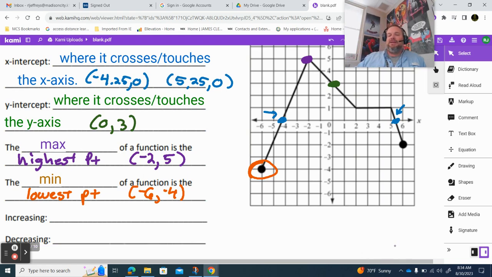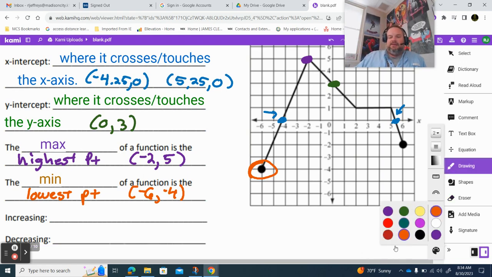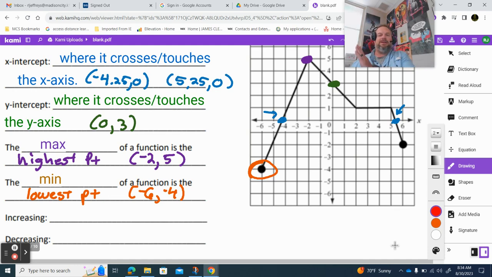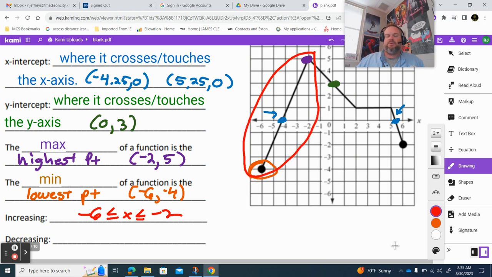All right. Increasing. Increasing is a unique thing. As we look at it from left to right, our y value is increasing. That means, and we actually label it from the x's, it increases from -6 to -2. That's this part right here. And it's those x values where it increases. So it's going up.